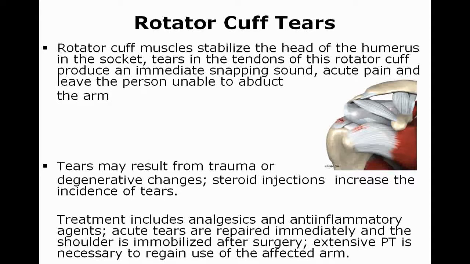Treatment, painkillers, the analgesics, the anti-inflammatory agents, and the acute tears are going to have to be repaired. And then the person is going to have to go through a period of time of immobilization of the shoulder and then extensive physical therapy to regain use of that affected arm.